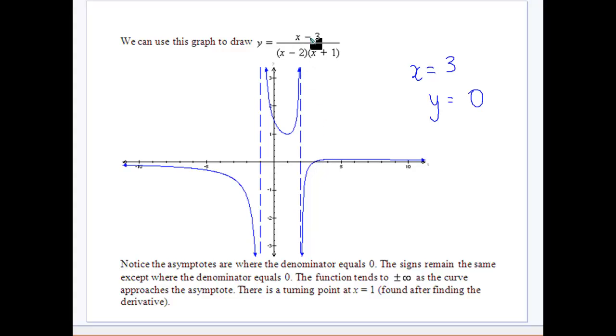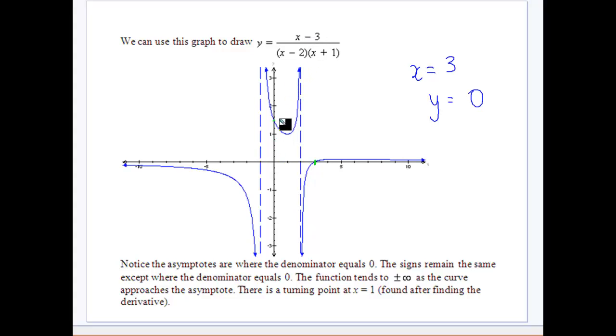We can also find where it goes through the y-axis. When x is equal to 0, that would give us minus 3 over minus 2 times minus 1, which is positive 1.5. So that's where it's going through the y-axis. So we're able to get some critical values there: our asymptotes, going through at 3, and going through there at 1.5.